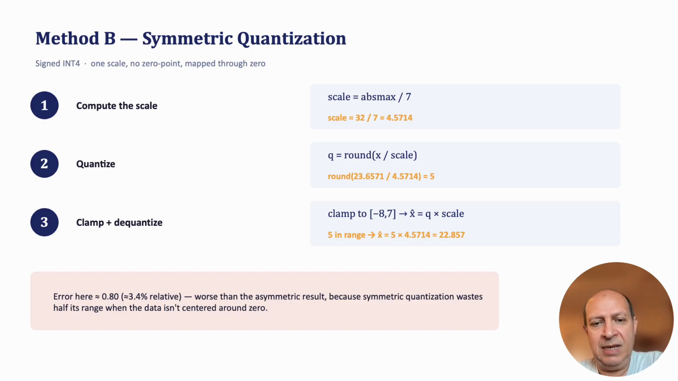We compute the scale. The scale is equal to the absolute value of the maximum divided by 7. So it is 32, which is the maximum, divided by 7, and we end up with the scale equal to 4.5714. And then we quantize. The formula is Q equal round x, which is the value 23.6571, divided by the scale, which is something we just calculated, 4.5714, and we end up with 5.